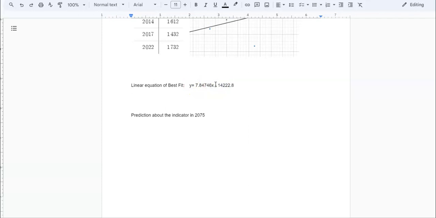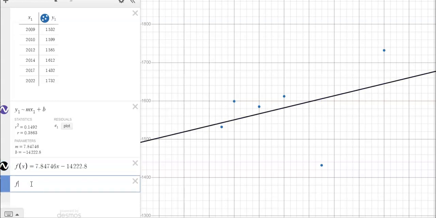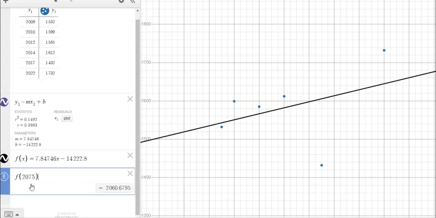All right, so the next step is the prediction, right? And so the way to do that is first up, I need to replace y with f of x, because we need to do function notation. And now I'm going to type in f of 2075. What that means is we are replacing x with 2075. And that means my prediction would be about 2061. Since we're talking about people, population density is people, I'm going to use the whole number of 2061. So that's the prediction right there.